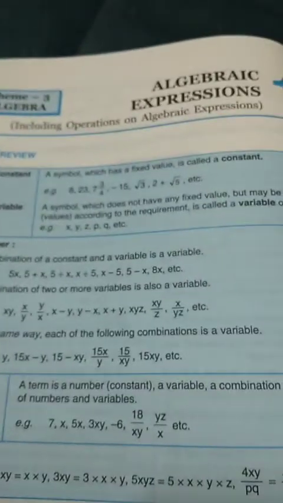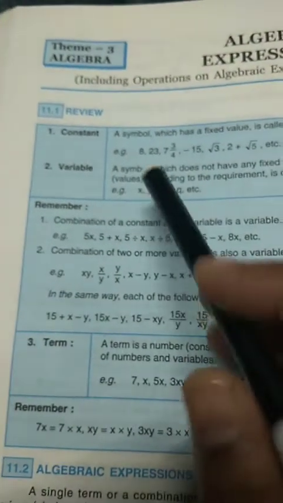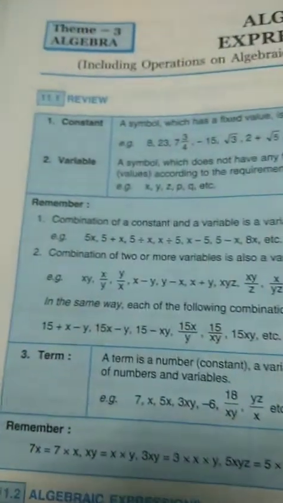Students, our next chapter is algebraic expression. In this algebraic expression, we are going to understand some terms related to it. The first one is constant and variable.